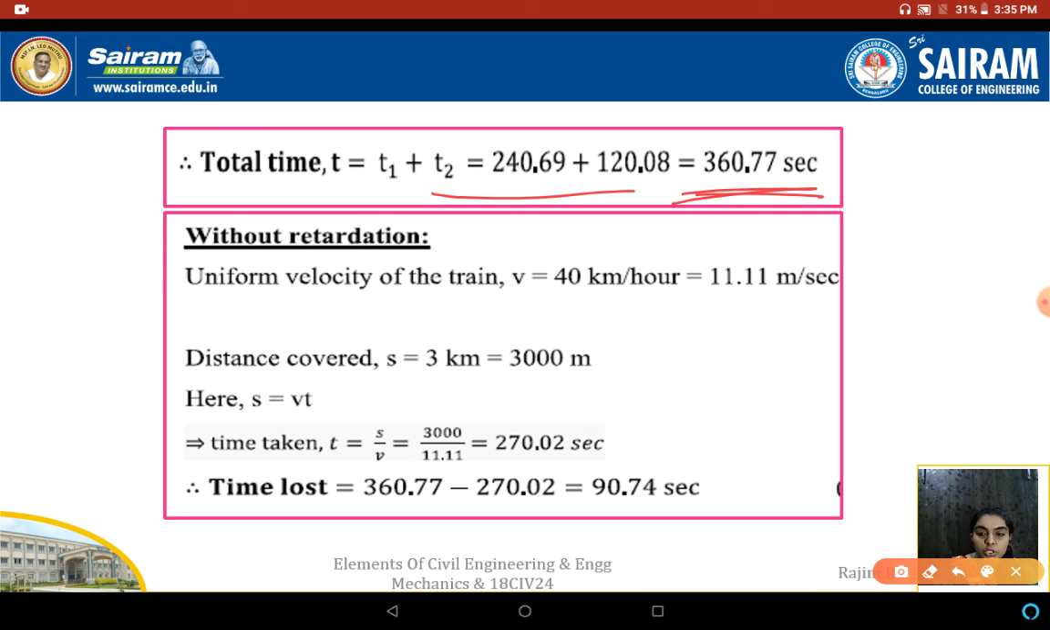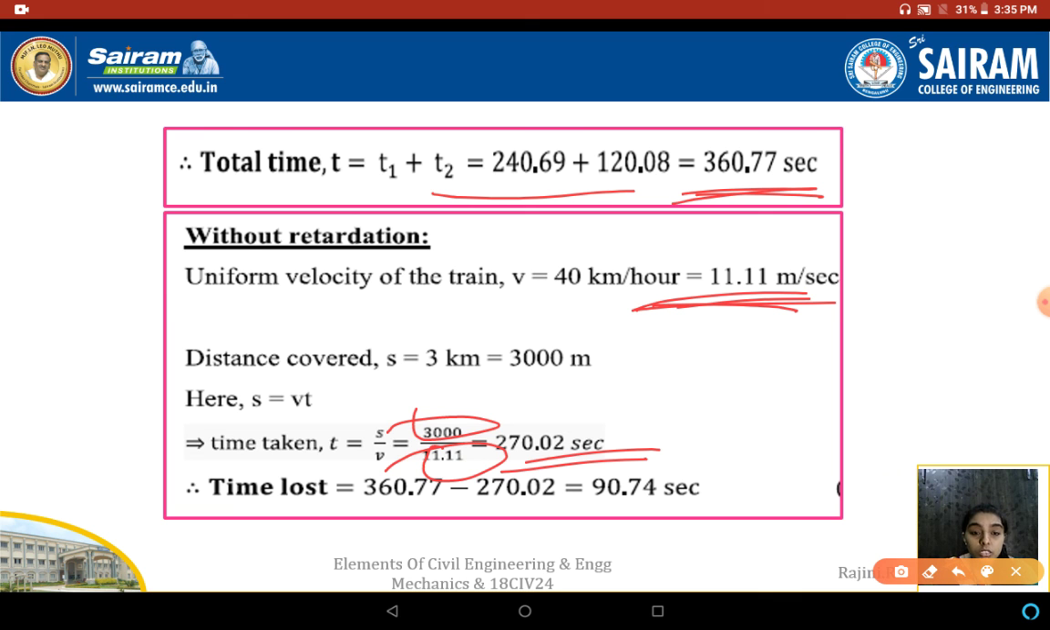So without retardation, we will see the uniform velocity of the train. v is equal to 40 kilometer per hour, that is 11.11 meter per second. Distance covered s is equal to 3 kilometer, is equal to 3000 meter. So here s is equal to vt. So time taken t is equal to s divided by v. So the s is 3000 and the v is 11.11. So the answer is 270.02 seconds. That is the time taken, 270.02 seconds.